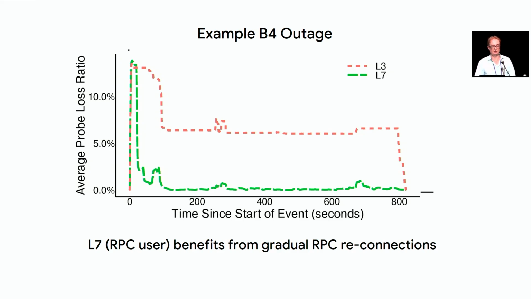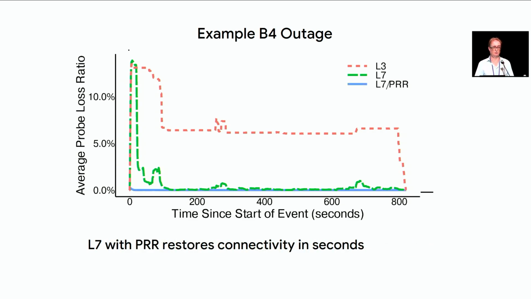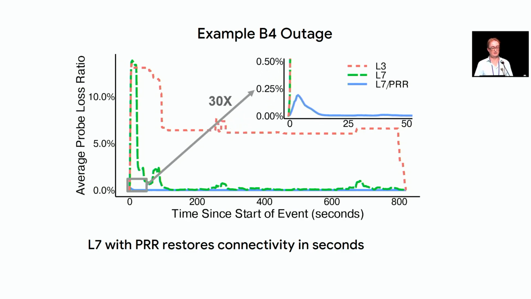If we look at L7, this is for an RPC user using existing transports on top of it, they see a reduced outage. And that's because the RPC library reconnects failed connections after 20 seconds or so. And there's churn there as routing moves things around and breaks connections and so forth. So they see a definite improvement, but still a significant outage. This is what you see with PRR. It restores connectivity in seconds. In fact, you have to zoom in to really see what's going on with the repair.